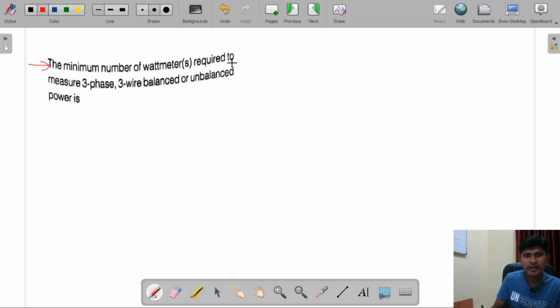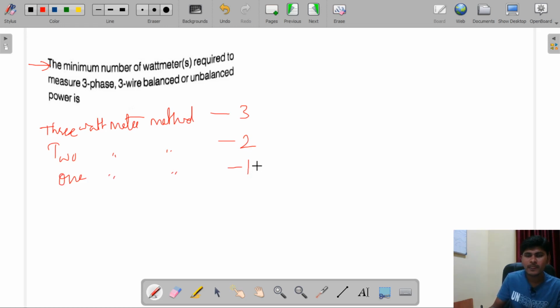The minimum number of wattmeters required to measure three-phase, three-wire balanced or unbalanced power is... The 3 wattmeter method requires 3 wattmeters. The 2 wattmeter method requires 2 wattmeters. The 1 wattmeter method requires 1 wattmeter, to measure active power.